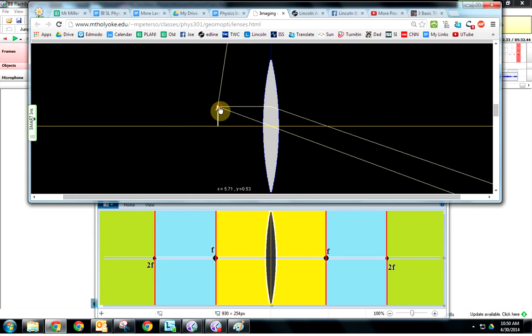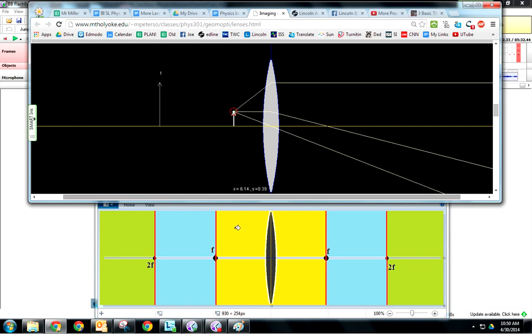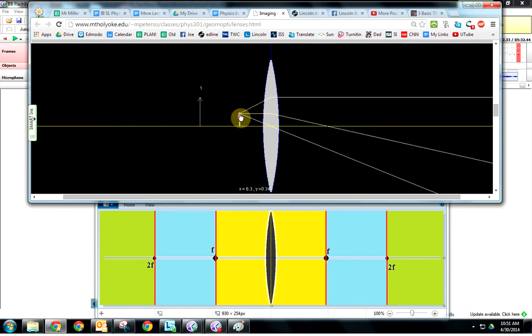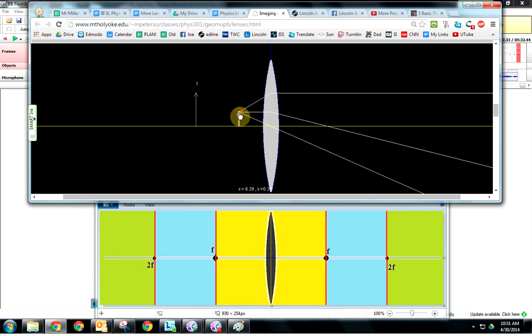Now if we're way too close, inside F with our object, then we see that the image doesn't even exist over here. The light is still diverging, and we don't get a real image at all. We get a virtual image, which is over on the wrong side. Si is negative. Remember that we have to use reverse ray tracing to find it. And this happens whenever your object is too close, which means it's inside F.